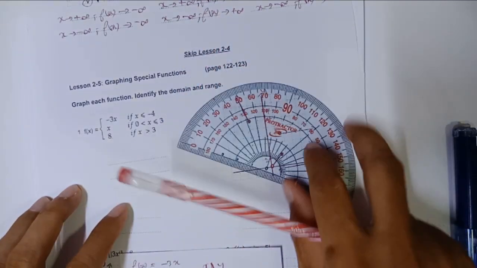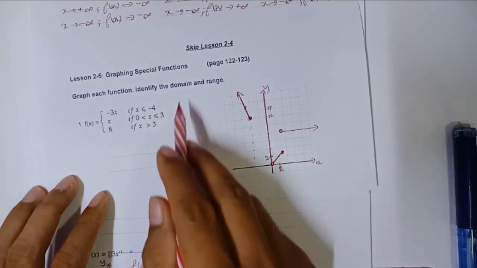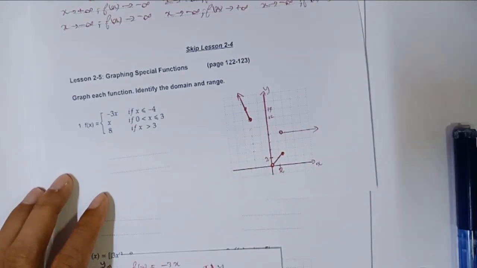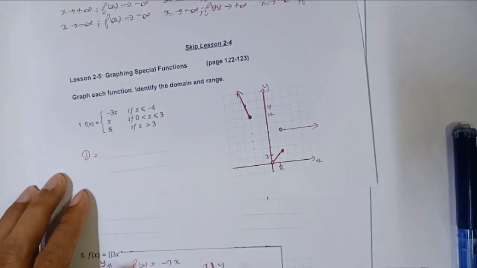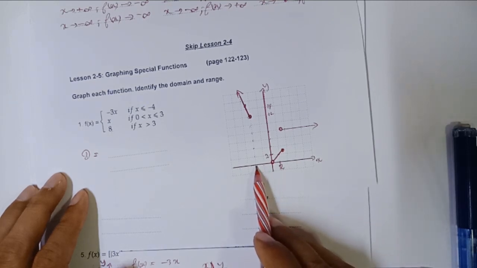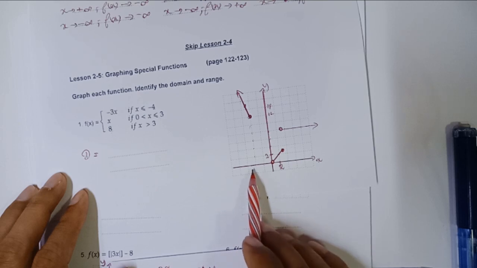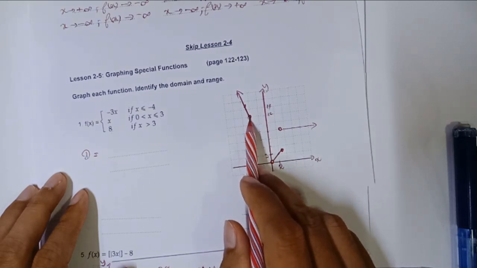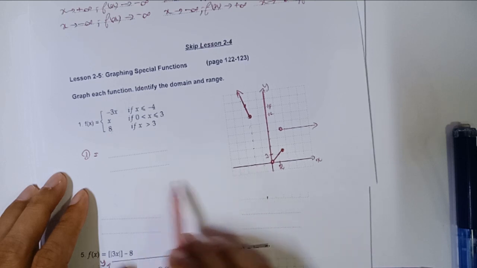Okay, now after you're done drawing, identify the domain and the range. Get the domain first. Now the domain starting from here is -4 to this direction. So this is the borderline. Look at this graph, all the way through to this direction.